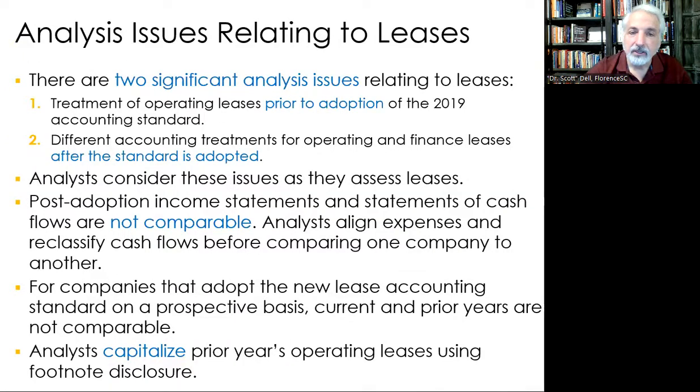And the last slide on leases: two significant analysis issues. We're not going to worry about prior to 2019, but we are going to worry about the post-adoption cash flows, and you lose the ability to compare. So there's going to be a transition for understanding. And analysts capitalize prior years' operating leases using footnote disclosure. The footnotes are important. They actually tell you why the numbers are there. And if you want to make adjustments for comparability reasons, we had that LIFO reserve that shows up last year, current year. We have things like lease obligations, and whenever GAAP changes, we want to know about it. Inquiring minds want to know.